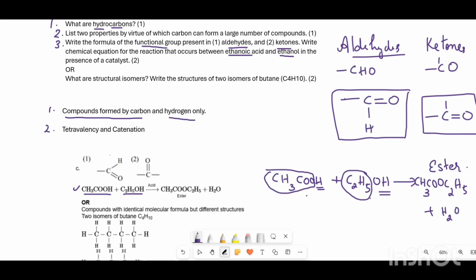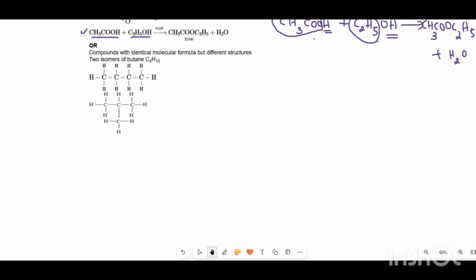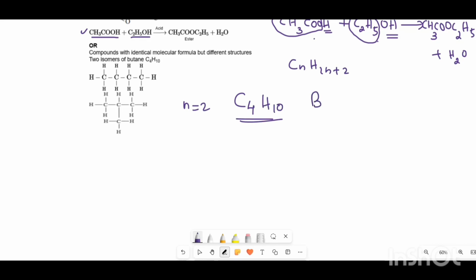Now, the last question, that is an or question. What are structural isomers? Write the structures of two isomers of butane, C4H10. Yes, we look into that answer first now. Structural isomers of butane. Butane formula is C4H10. It is an alkane. So alkane formula CnH2n plus 2. So if n is equal to 4, you get C4H2 into 4, 8. 8 plus 2, 10. So C4H10. This is butane.